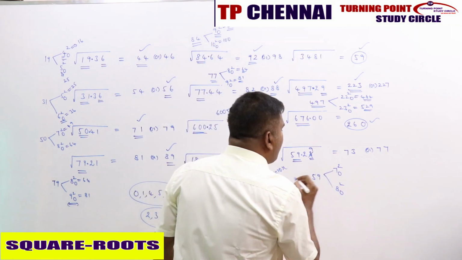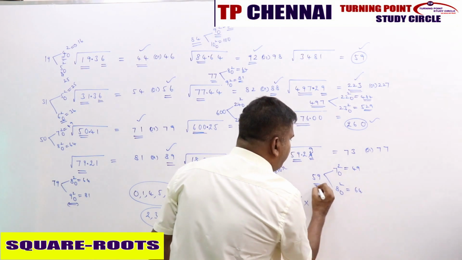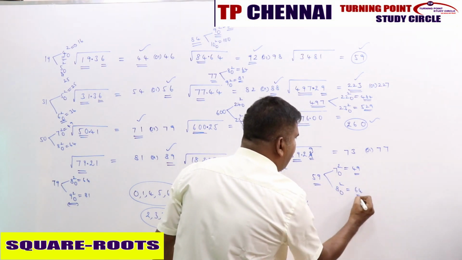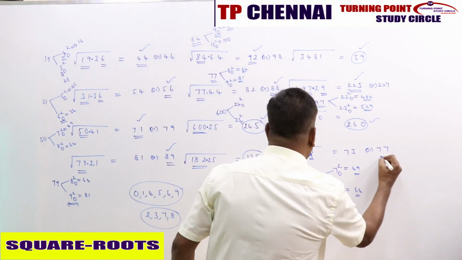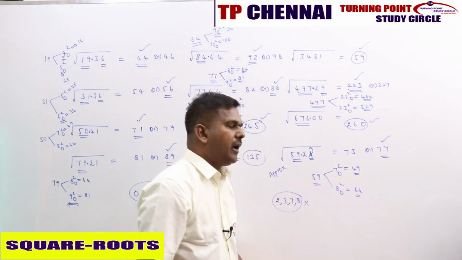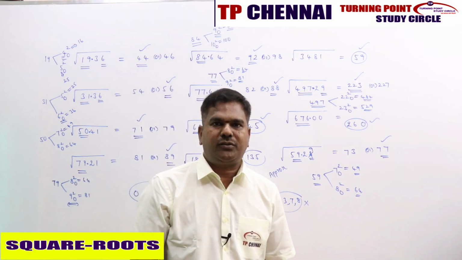Now take the value of 7 square. How much? 49. 8 square is 64. This 59 is nearby 49 or nearby 64? It is nearby 64 only. So what is the approximate value of 5929? We can go ahead with 77. This is how we can easily find out square roots.